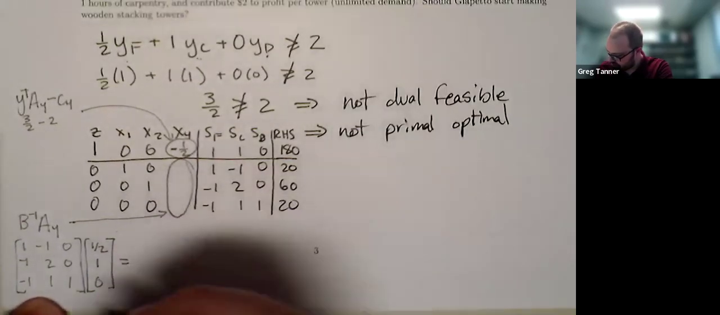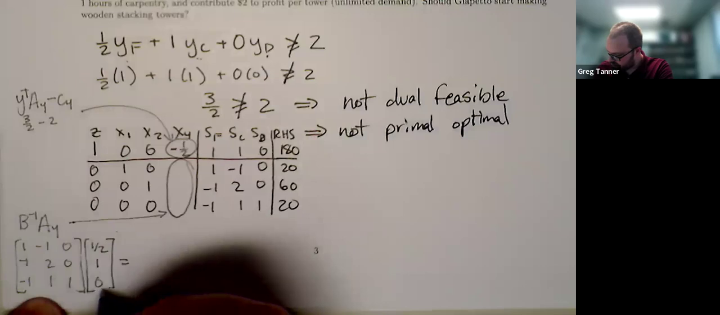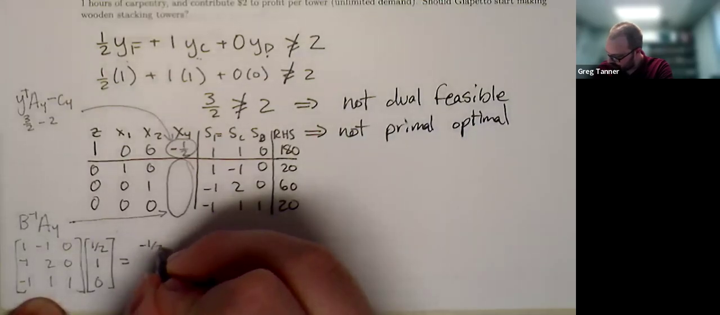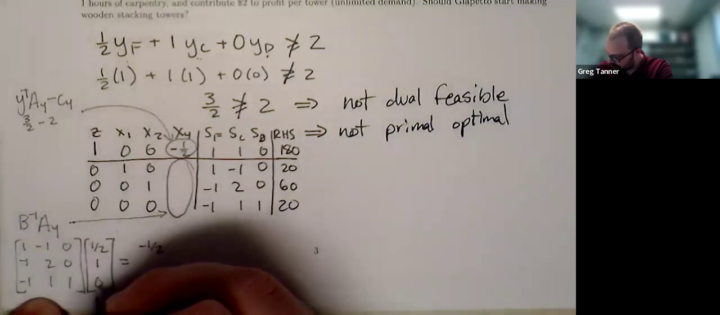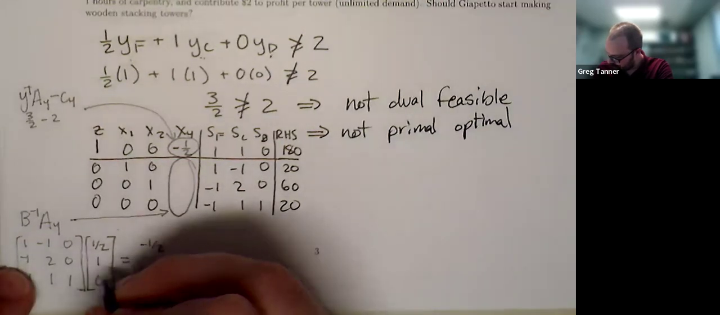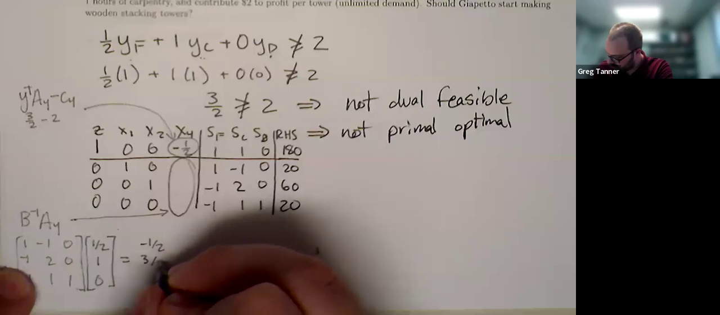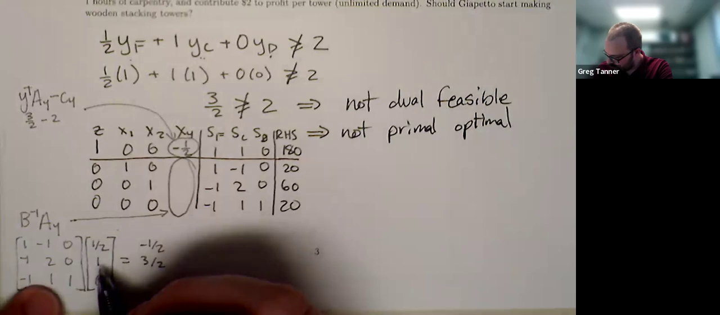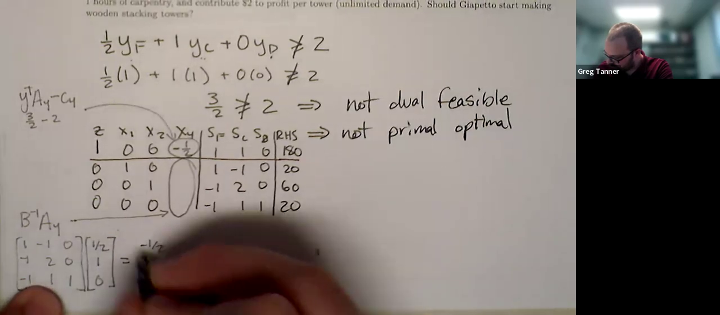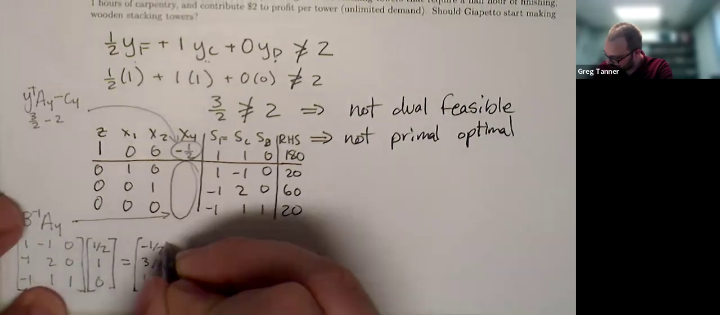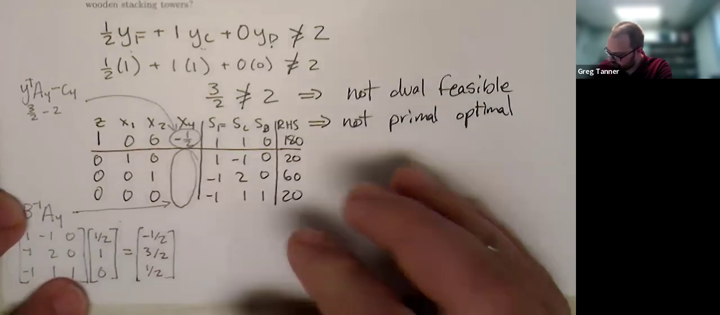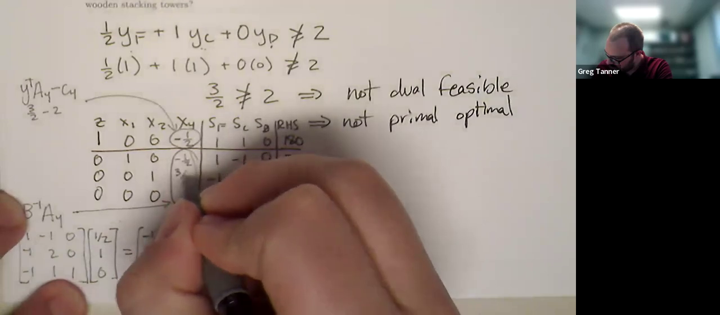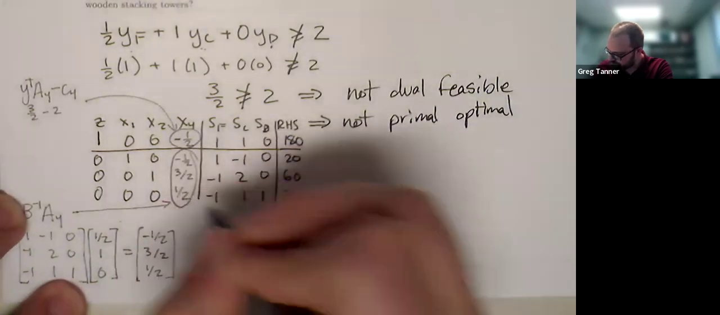And this will give us, multiplying this down here, 1 times 1/2 minus 1 is going to be -1/2. This times here, -1/2 plus 2 is going to be 3 halves. -1/2 plus 1 is going to be 1/2. And so those are the values that are going to go in here: -1/2, 3 halves, and 1/2.